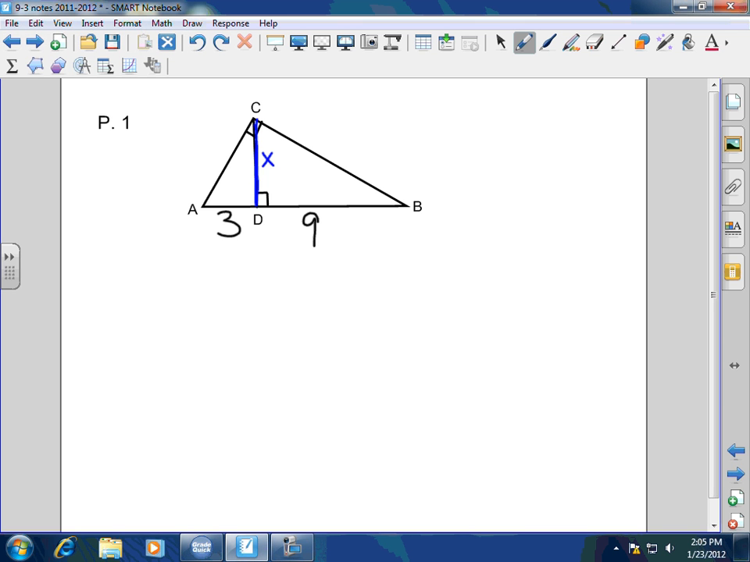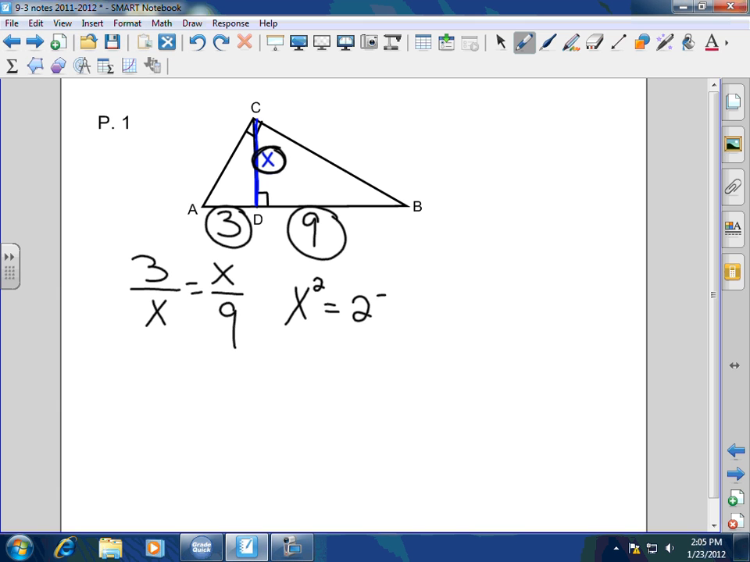That's my x. Is that not the shared side for triangle ADC and BDC? So then couldn't I solve this by going 3 to x equals x to 9, small side to shared side to larger side. Does that make sense, my brothers? So x squared is going to equal 27. I'm going to have to square root both sides to cancel out the square. So I got x equals plus or minus 3 square root of 3.